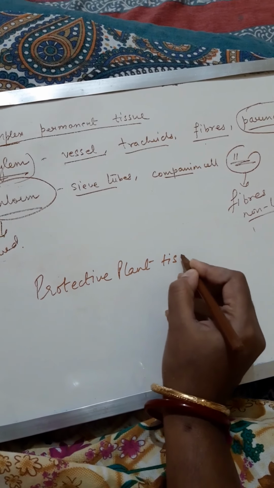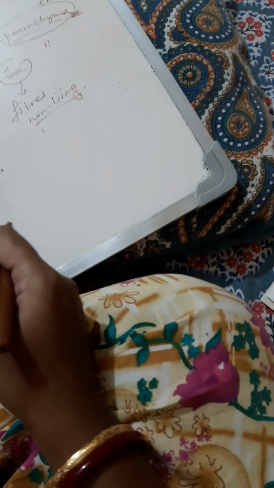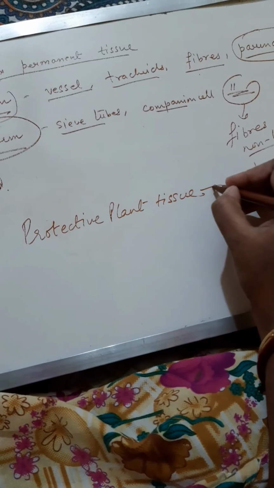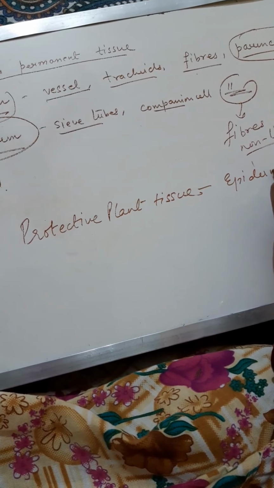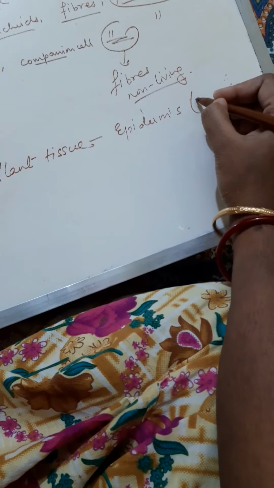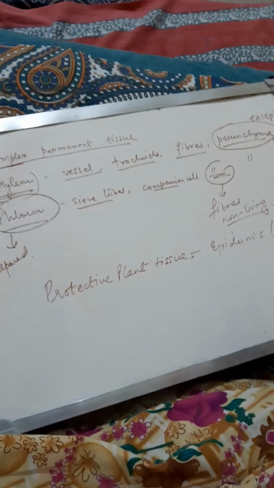Protective plant tissue is something different, entirely different. Some plants may have it, some plants may not, but in one manner or another, plants have it. That is, the epidermis is covered with a waxy layer. In some it is called wax, like in watery plants, or it could be called cutin. Cutin is an organic substance which covers the epidermis and provides protection. So this is protective plant tissue.